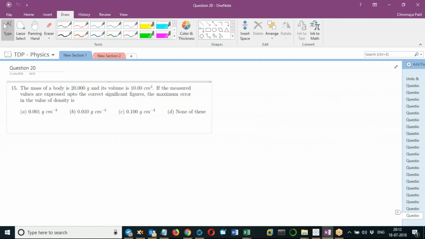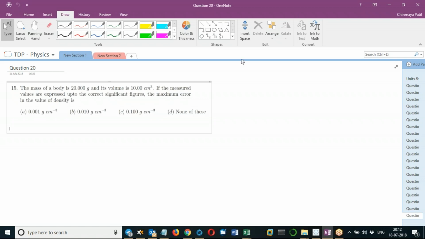which is question number 15 and overall question number 20, which is actually the end question of this paper. The mass of a body, according to the question, is 20.000 gram and its volume is 10.00 centimeter cube. If the measured values are expressed up to the correct significant figures, the maximum error in the value of density will be what?